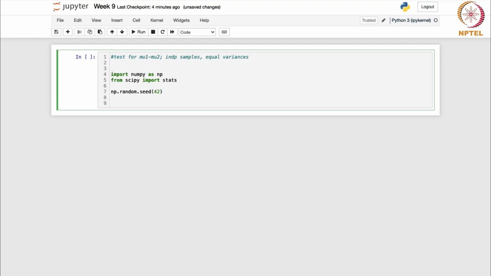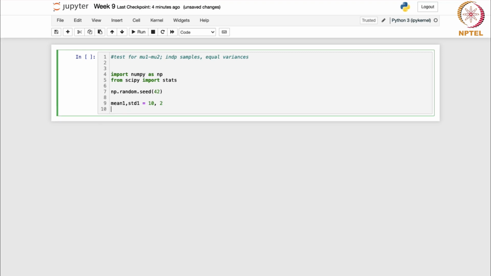Now let us mention the means and the standard deviations for the two populations, because they are coming from normal distributions. Let us denote mean1 and STD1. Suppose mean1 is 10 and standard deviation is 2. So basically we are taking the sample from a normal distribution with mean 10 and variance 4. Likewise for the second one, we are taking mean as 8 and standard deviation as 2, which means that we are taking samples from normal populations with equal variances, that is 4.